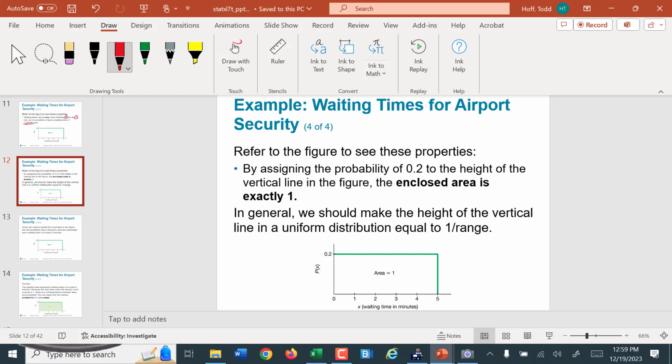So if I want to know the height of 0.2, I already showed you where that came from because the total area has to equal 1. So 1 divided by that range of 5 gave us the 0.2 for the height.